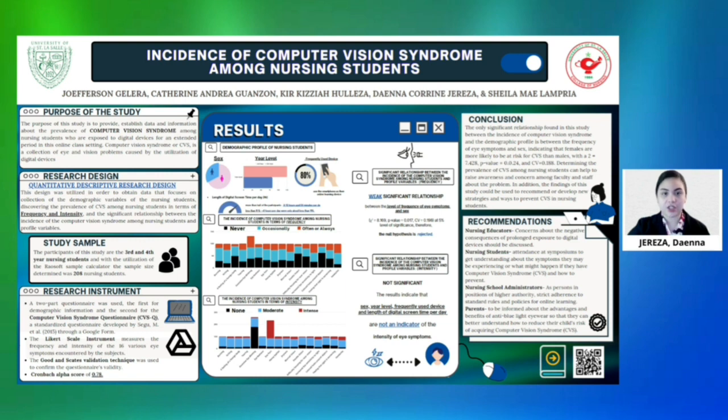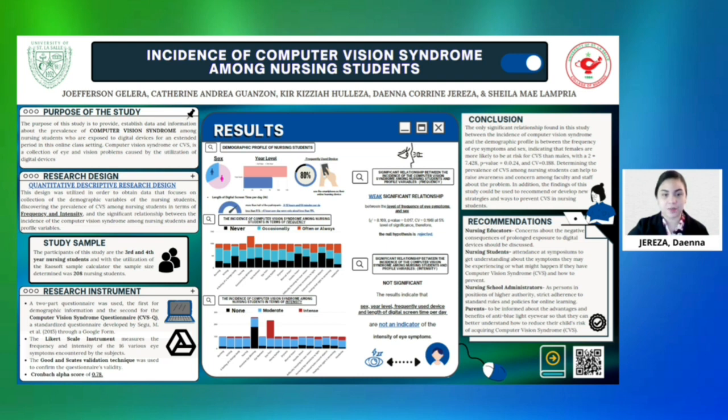Nursing school administrators should impose strict adherence when it comes to time allocation for synchronous meetings to ensure that both students and instructors are protected from developing CVS. For the nurse educators, limiting synchronous activities should be taken into consideration to avoid the risk of students and instructors acquiring CVS. There's also a need to present the benefits of anti-blue light eyewear to the parents for them to have an idea of how to minimize their child's chances of developing CVS.